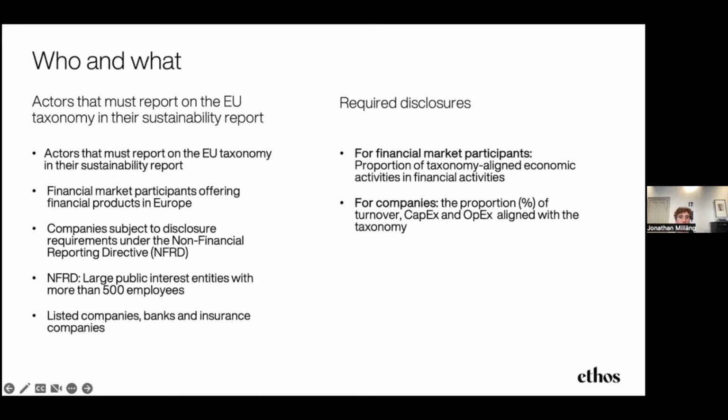Financial market participants offering financial products in Europe will have to disclose the percentage of taxonomy alignment. It's not a requirement to have taxonomy aligned investment products. However, it is included in the questions that a financial advisor will have to ask investors according to MiFID and IDD.